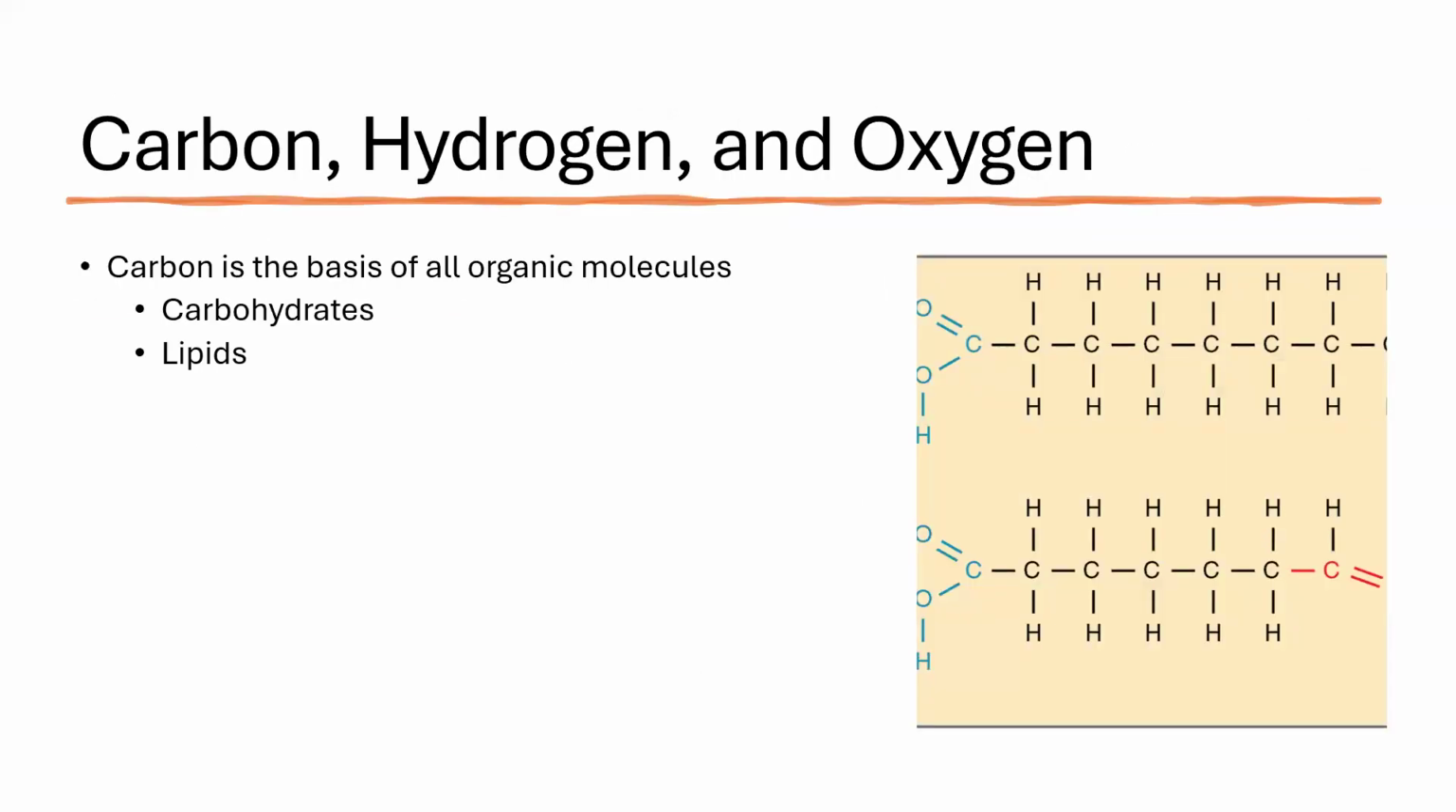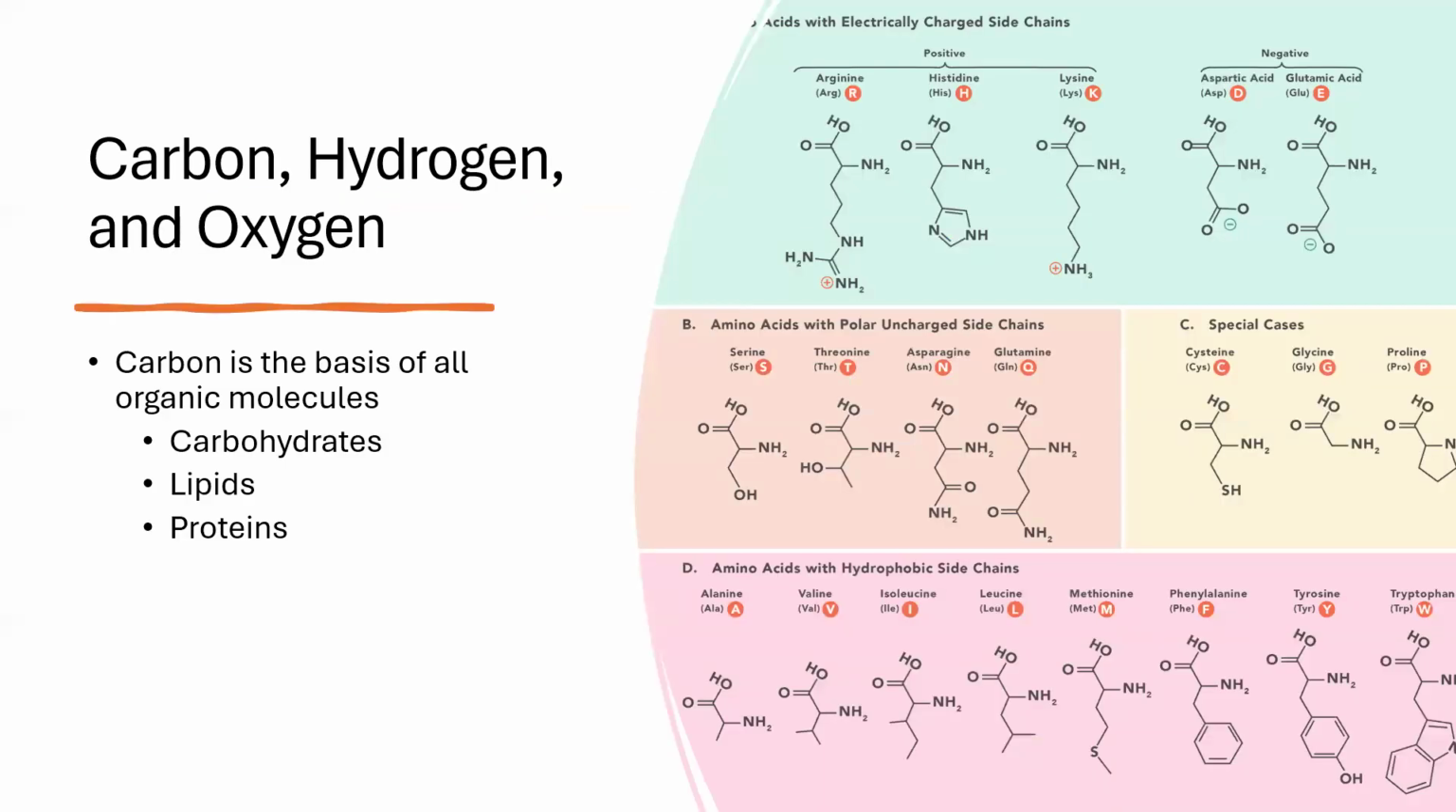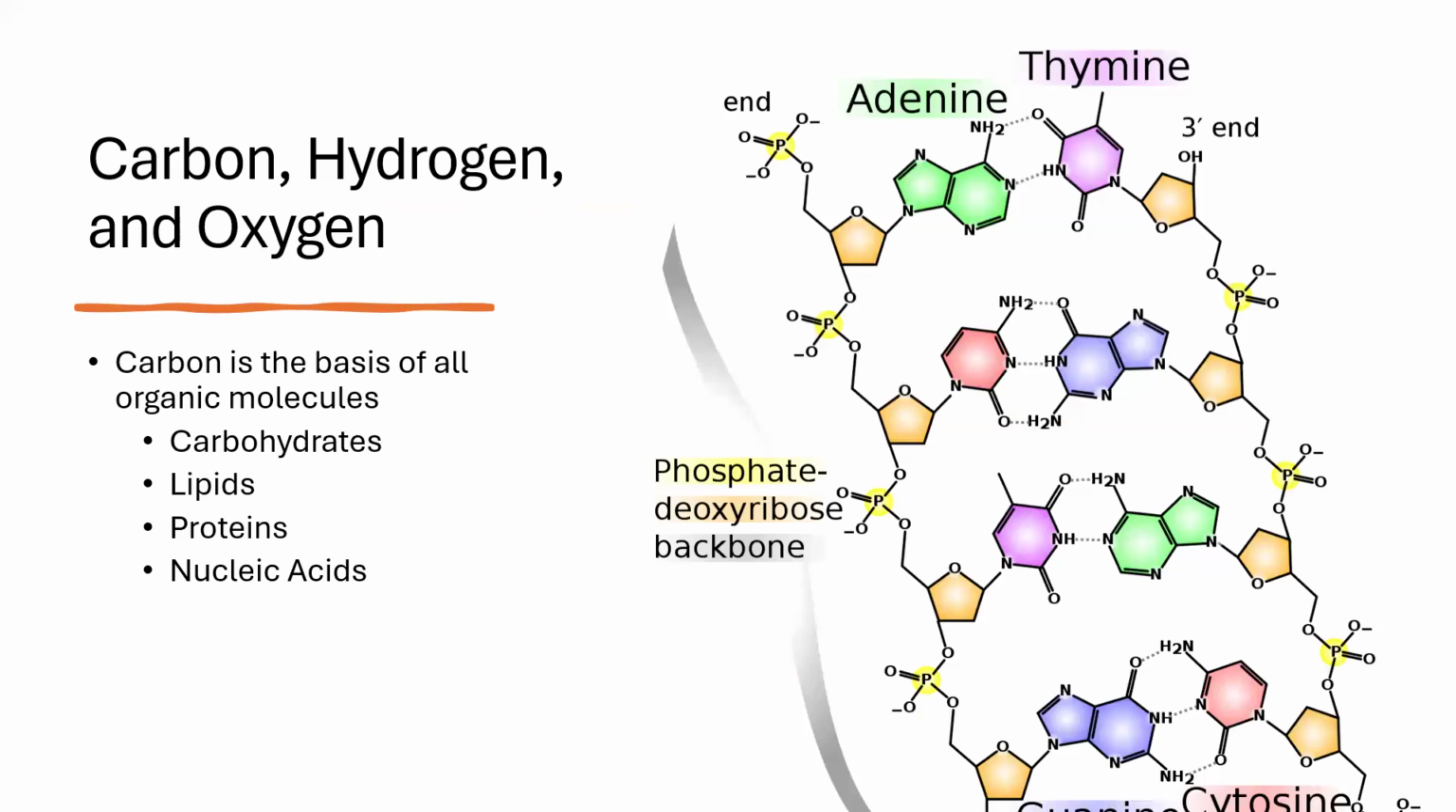Then we also have carbon, hydrogen, and oxygen found in our lipids. Here's a fatty acid chain. We see this long carbon hydrogen chain with the oxygens on the end. And then, of course, we have our amino acids that are used for making proteins, and our nucleic acids, which have the sugar phosphate backbone as well as our nitrogenous bases, both of which contain carbon, oxygen, and hydrogen.